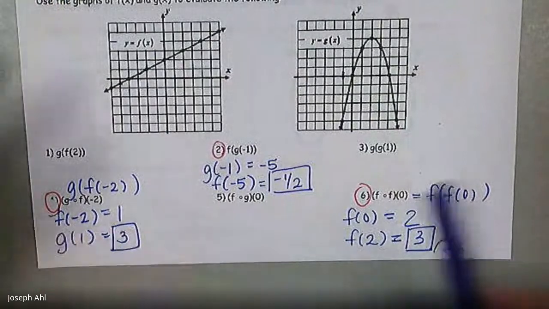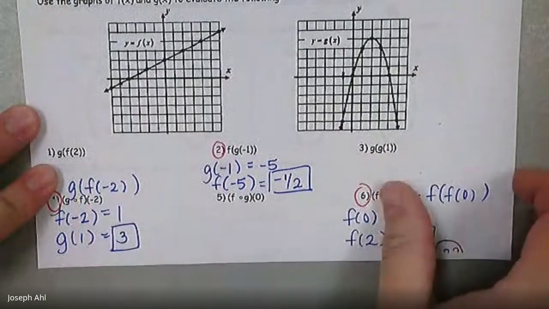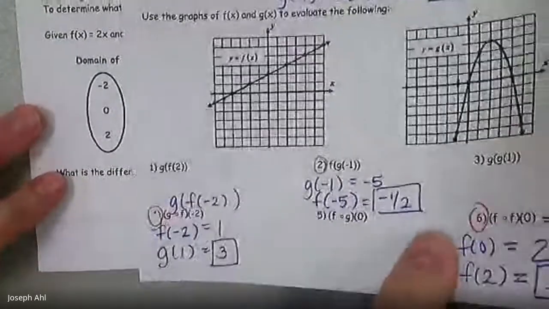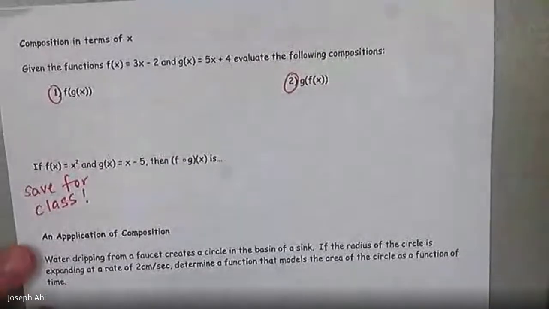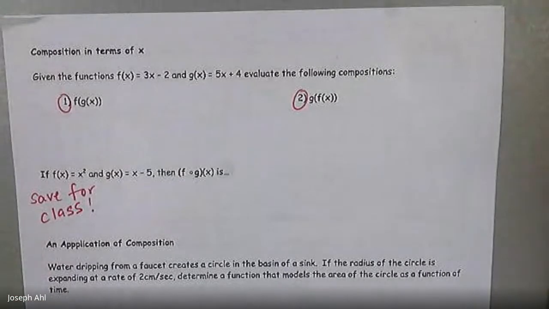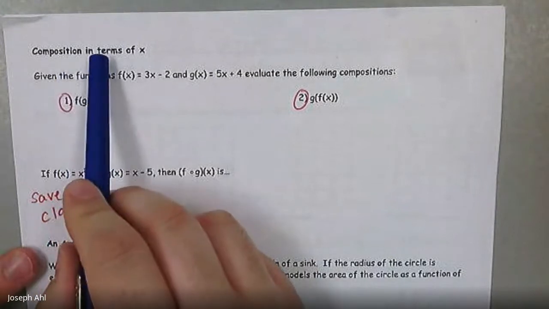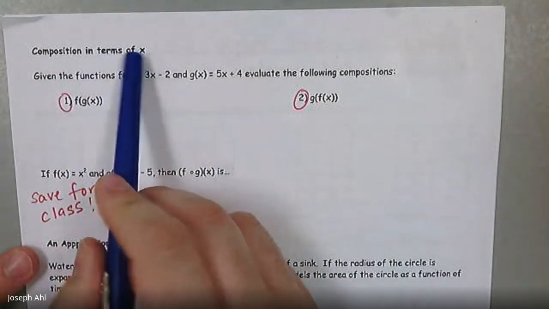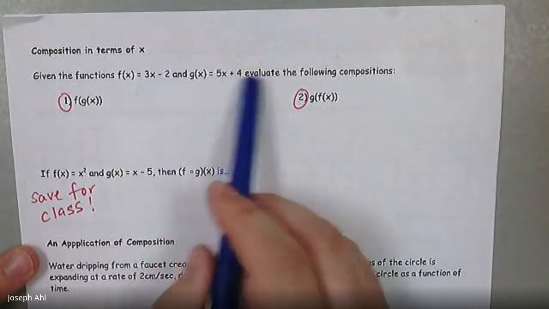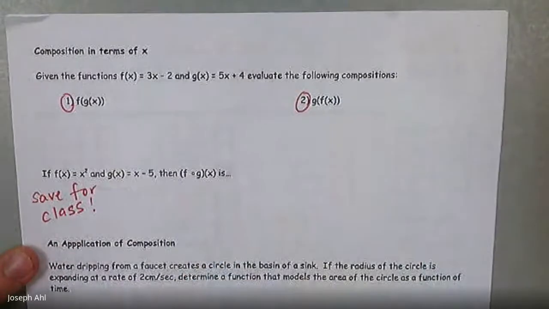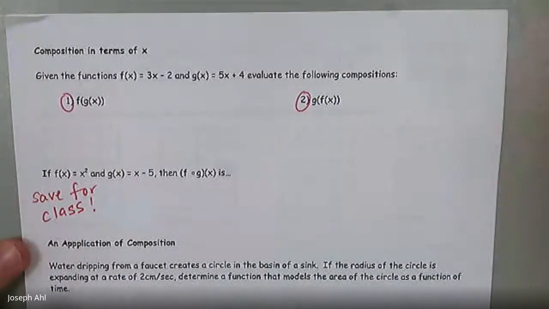So if you have any questions about this, certainly we can do some other examples in class that I'm saving here. But what that leads us to is, what if I don't give you a specific input value for x? So the next page has compositions of functions in terms of x. So given f of x and given g of x here, we want to evaluate these two compositions. So the first one says to compute f of g of x.